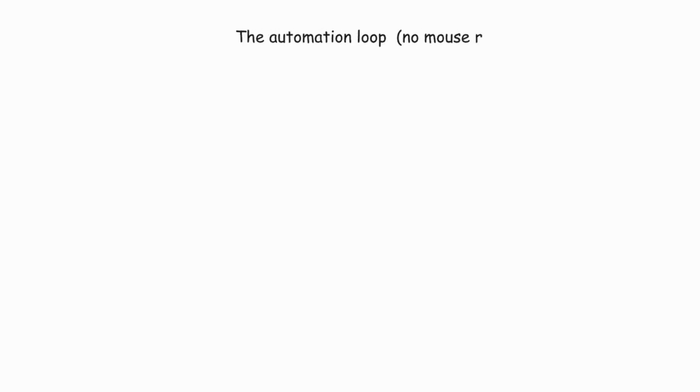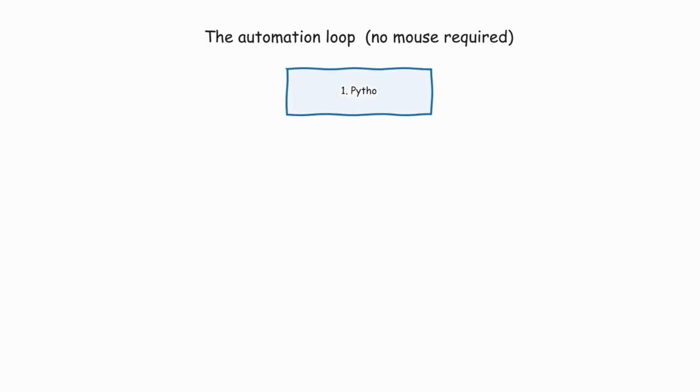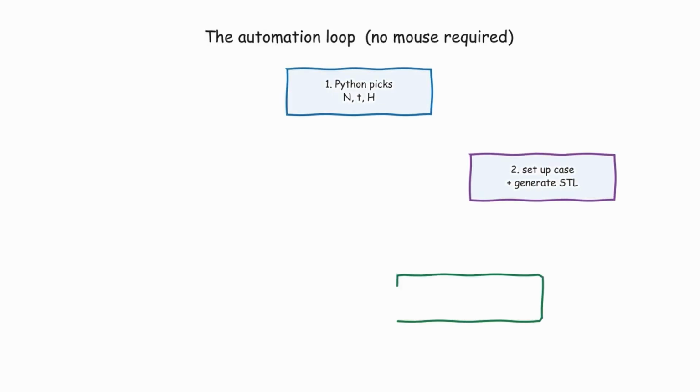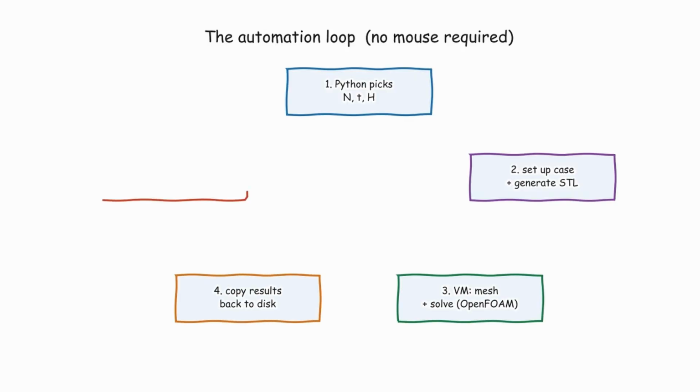Okay, the engine. Conceptually, it's a loop with 5 different moves, and it's worth seeing the shape before we even go to the code. 1. Python picks the parameters for this design, say 7 fins. 2. It sets up a fresh OpenFOAM case and generates the STL geometry for those exact numbers. 3. It ships that case to the virtual machine, which meshes it and solves it.